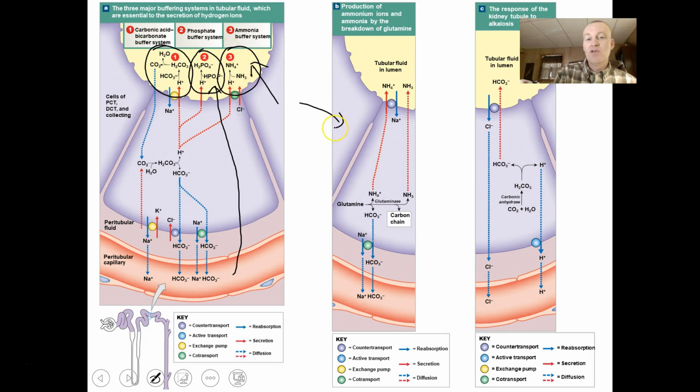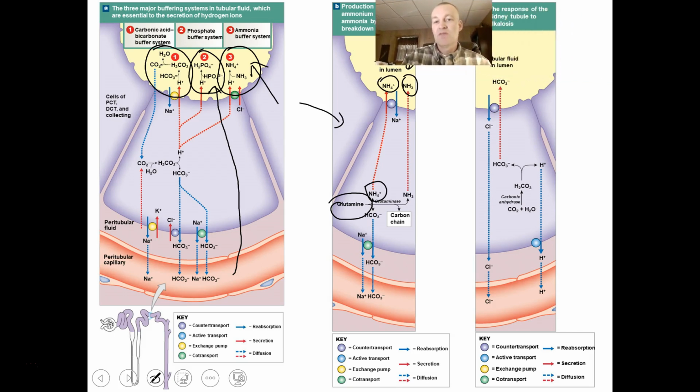The ammonia buffer system, located in this panel over here, takes the amino acid glutamine and removes the amino group, so here we make ammonia from it, and it allows hydrogen ions to stick to that ammonia to form ammonium ions. So we're utilizing all these buffering systems as we keep on taking hydrogen ions and pumping them into the filtrate to buffer all those hydrogen ions coming into the filtrate.